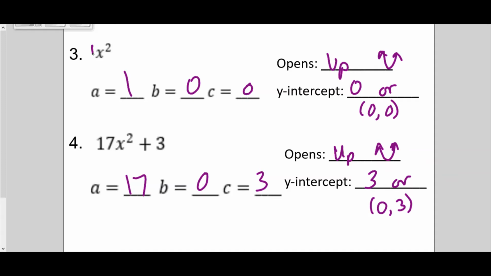In number 4, I have 17x squared plus 3. So I don't have a b value, but I do have an a value and a c value. My a value is positive 17, so that means my graph is going to open up because it's positive. And then my y-intercept is 3 because my c is 3.